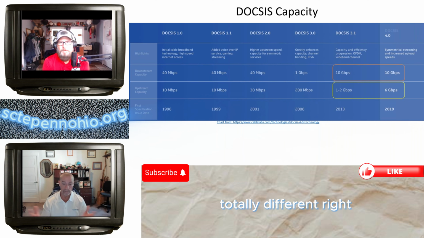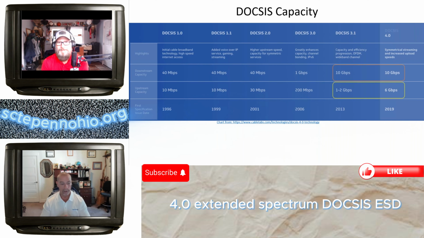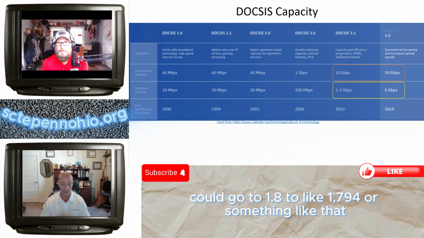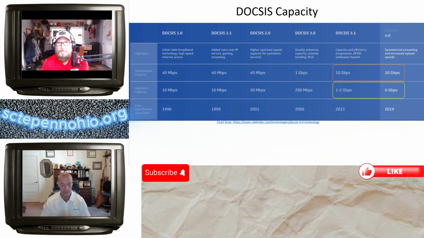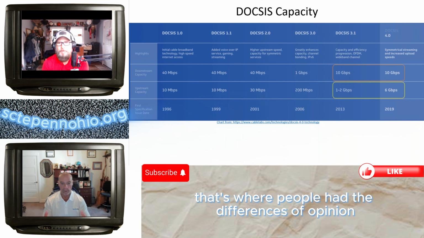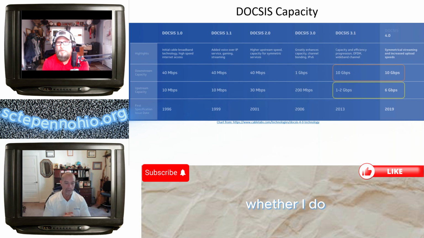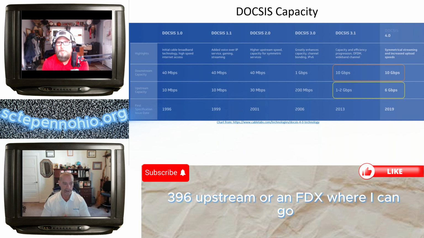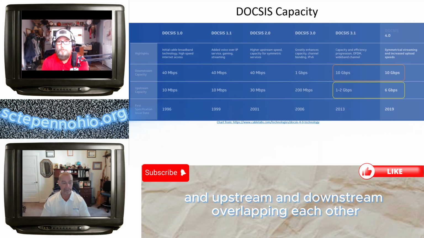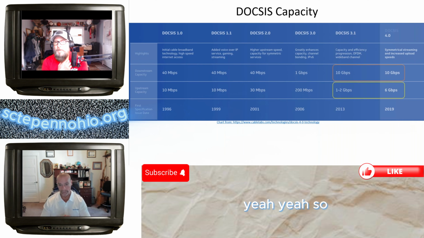So 4.0, totally different, right? 4.0 extended spectrum DOCSIS, ESD, could go to 1.8, like 1.794 or something like that. 1.8 gigahertz for the downstream, and upstream, that's where people had the differences of opinion. Whether I do a 396 upstream or an FDX where I can go upstream and downstream overlapping each other. Yeah, so up to 684, right?